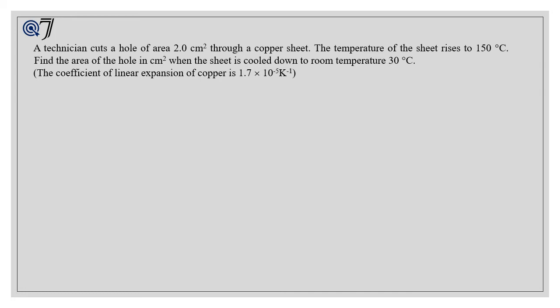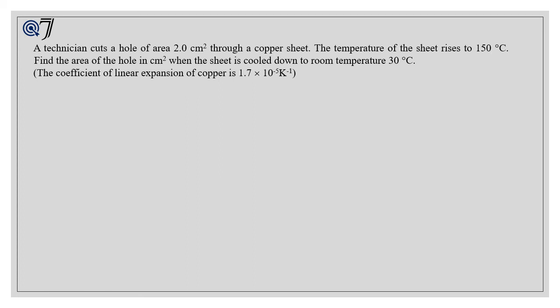We are now at question 7. A technician cuts a hole of area 2.0 cm square through a copper sheet. The temperature of the sheet rises to 150 degrees Celsius. Find the area of the hole in centimeter square when the sheet is cooled down to room temperature, 30 degrees Celsius. Given that the coefficient of linear expansion of copper is 1.7 times 10 to the power of negative 5 per Kelvin.